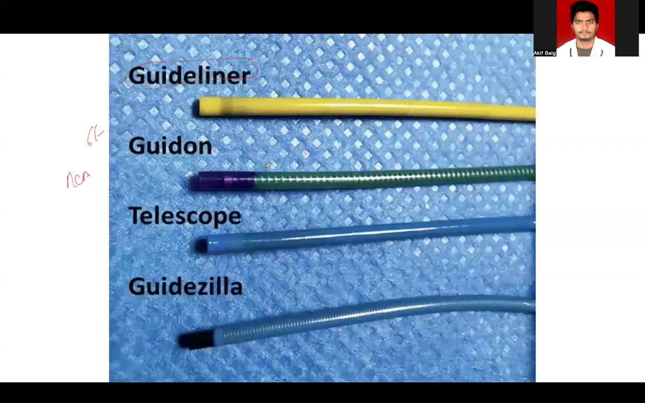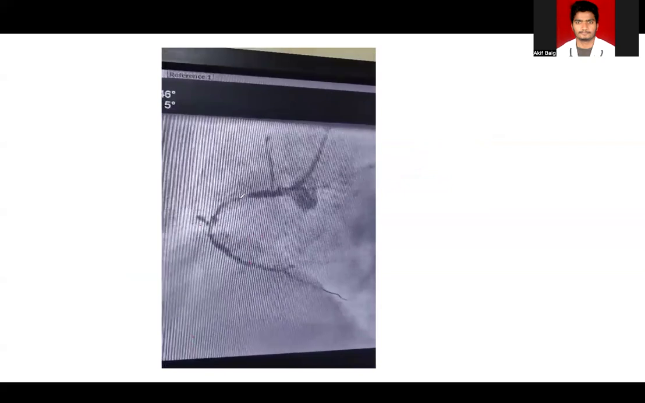So let's go through the video one more time so that you understand all the steps. So this was the occluded artery. Now the guide liner was taken for support. The wire was crossed. We are doing the balloon, that is pre-dilatation, here. So you can see the lesion opened. The balloon size was initially 2 into 8 millimeters.